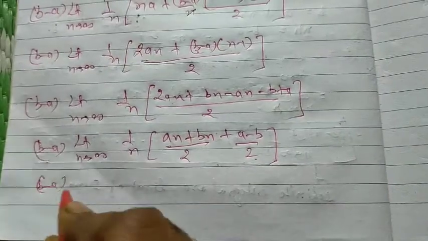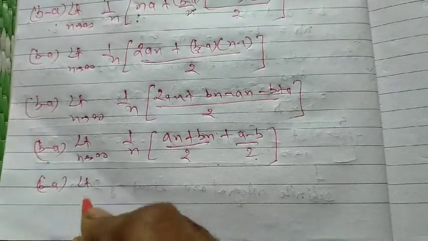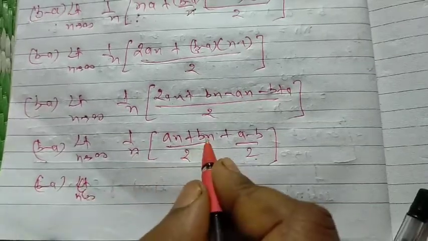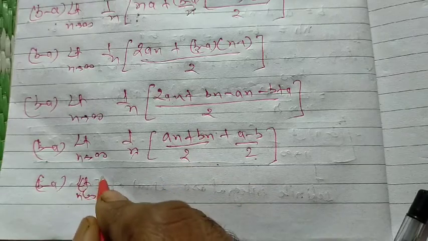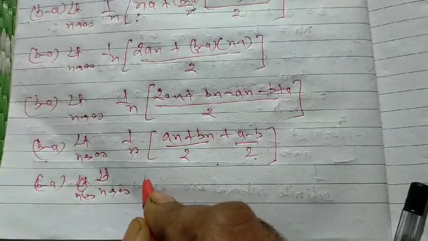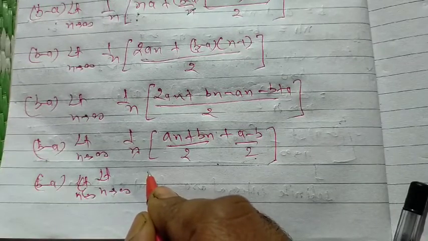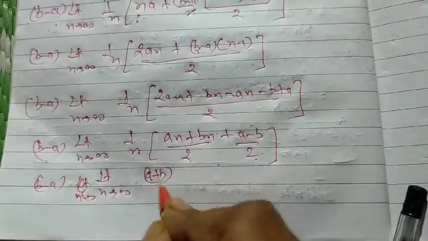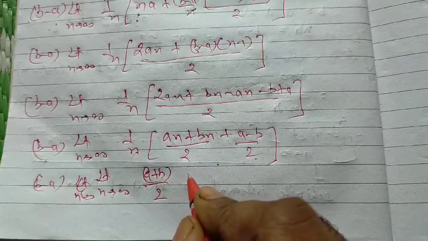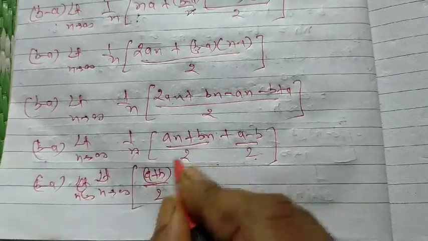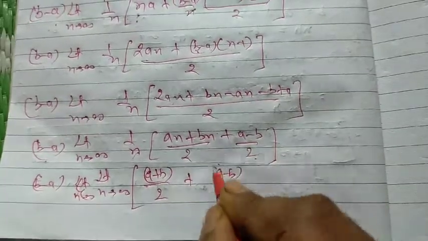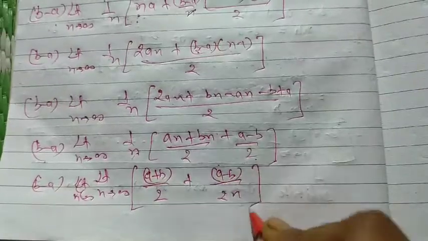B minus a, limit n tends to, see here, this n and this n will get cancelled out. Once again, I will not go that much shortcut. So limit n tends to infinity. Here it will remain a plus b by 2, and then n got cancelled out for this term, plus this term is remaining, a minus b upon 2n.